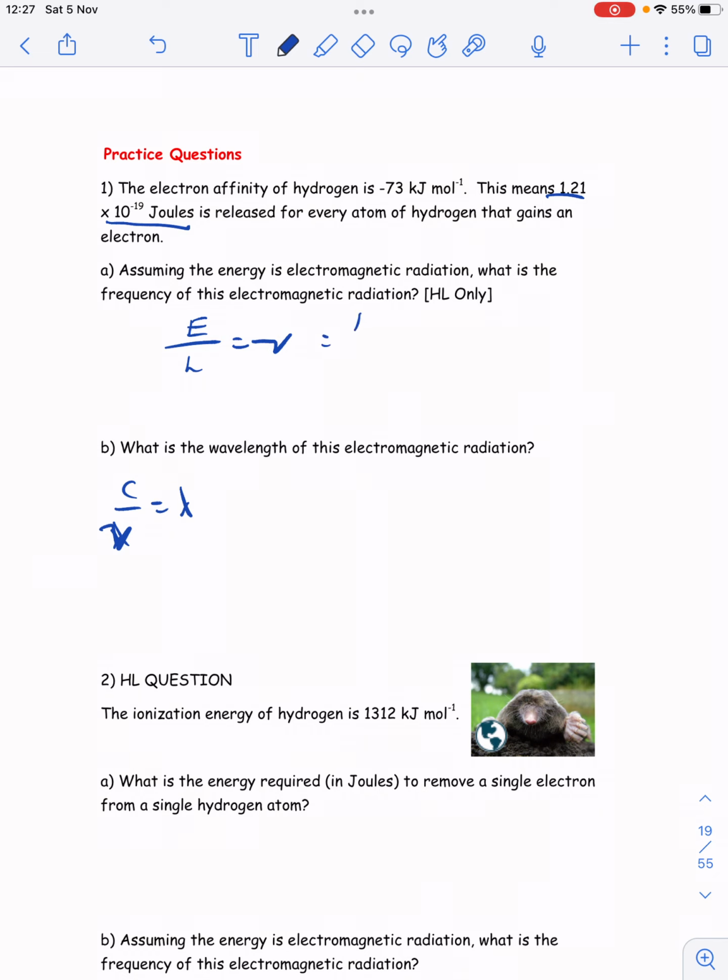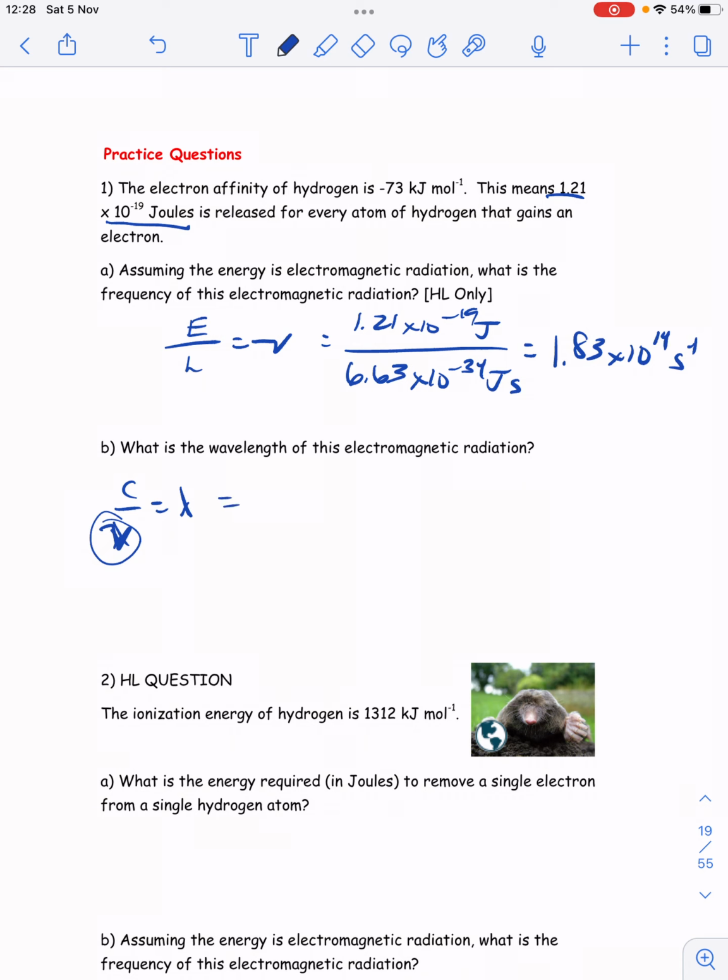So we do 1.21 times 10 to the minus 19 over Planck's constant. Again, judging your answer should be around 10 to the 15. When we do this one out, we get 1.83 times 10 to the 14, close enough. Makes sense since the bottom number is larger than the top, that will shrink the exponent by one place. And now I plug that in on the bottom here of our equation, 3 times 10 to the 8th divided by that frequency, and we get 1.64 times 10 to the minus 6 meters.